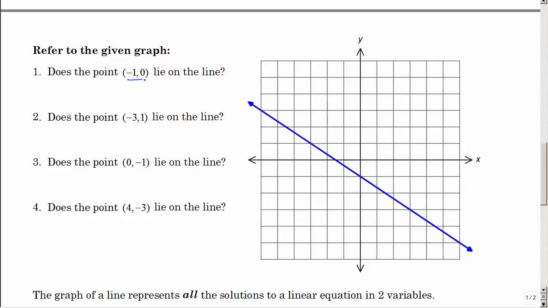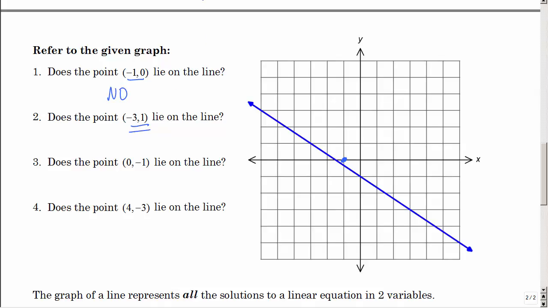So does the point -1, 0 lie on the line? Well, let's plot -1, 0. So again, you start from the origin. -1 means go left 1, but then don't go up and down any. So that's the point -1, 0. Is that on the line? No.